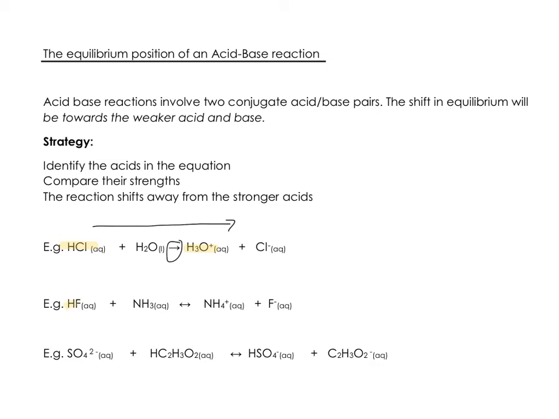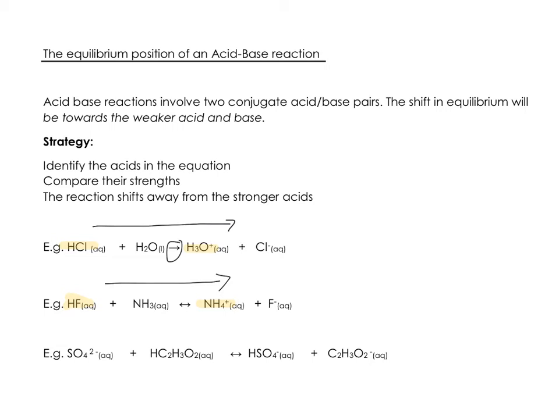Hydrofluoric acid. It's nice that the name actually tells you. Ammonia, ammonium, and fluoride. Ammonium will give up an H+, it will donate an H+, so that is the other acid. If you look in a table of acid strengths, you will see that HF is stronger than the ammonium ion. So the equilibrium will shift to the right for this reaction. So you will have more ammonium and fluoride produced than HF and ammonia. So there's a shift to the right.